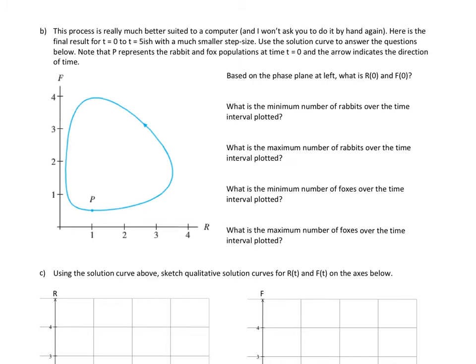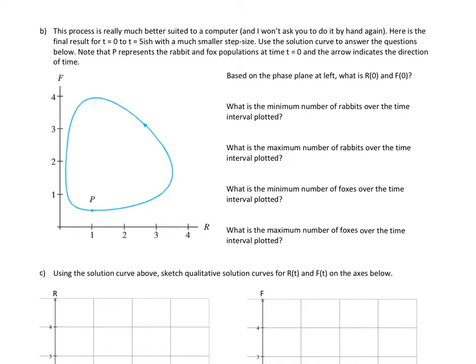Here's the final result for t equals 0 to t equals about 5. I used a much smaller step size, and this is called a solution curve. We're going to use it to answer some questions. P represents the rabbit and fox populations at time t equals 0, and the arrow indicates the direction of time.